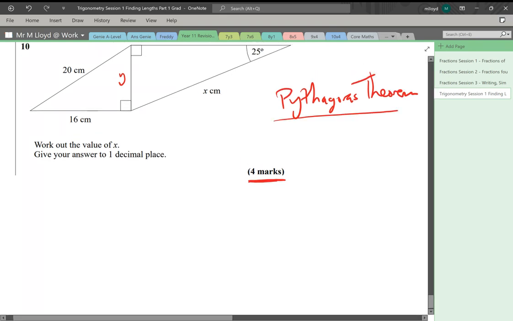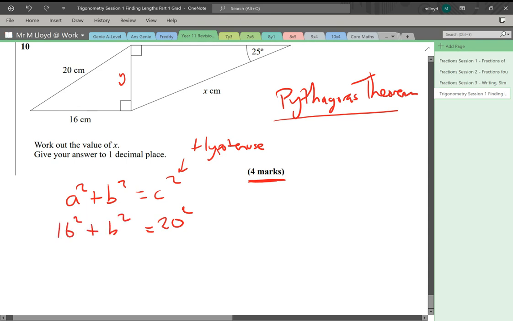So, Pythagoras theorem. We've got a squared plus b squared equals c squared. And the c squared, that's always the hypotenuse. Now, we've already got the hypotenuse in this. So that's going to be 20 squared. Doesn't matter which way round the A and B go, as long as you've got the 2 shorter lengths, the ones next to the right angle. So that's b squared. Right, so now let's figure out what b squared is.